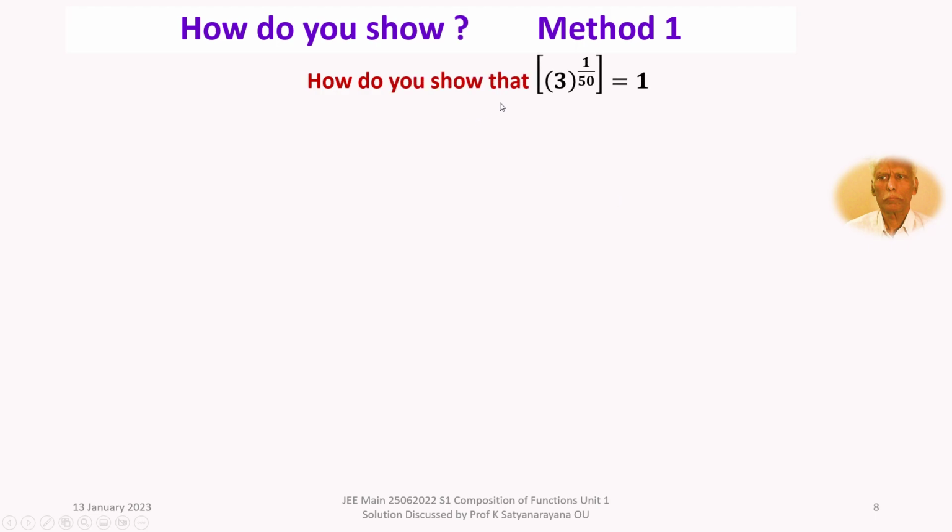Now how do you show that bracket 3 to the power of 1 by 50 is 1? Now this is method 1. So in this I will use the binomial theorem for a rational index.